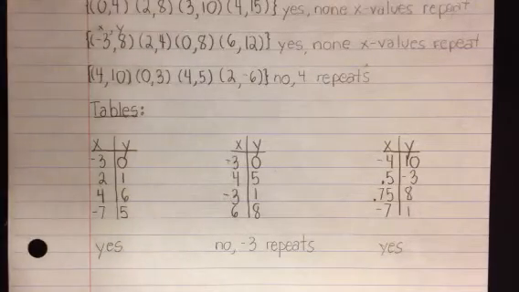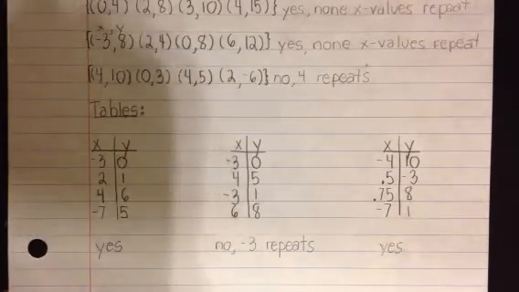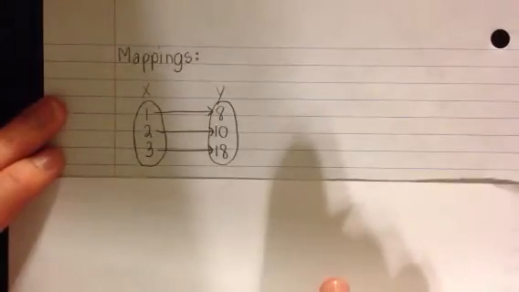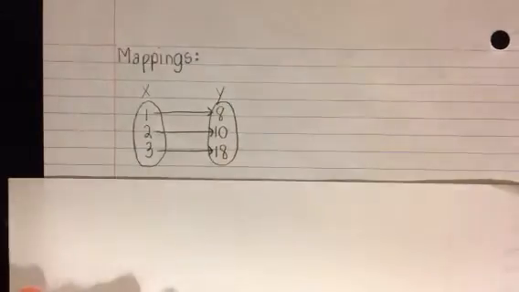Alright, let's move on to the next representation. Pause if you need to jot this stuff down. Mappings. So first mapping, if you're not familiar with mappings, here it kind of gives a description. These are your x values, these are your y values. You can almost read them like a coordinate. This is the coordinate 1, 8. This is the coordinate 2, 10. And this is the coordinate 3, 18.